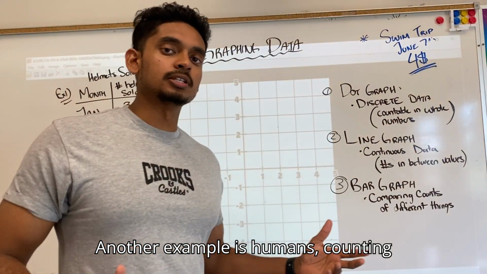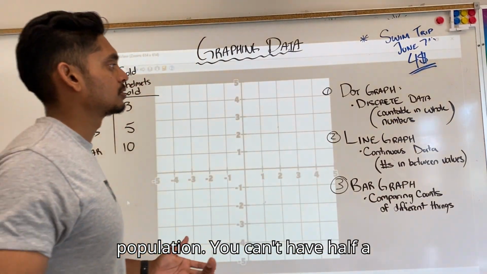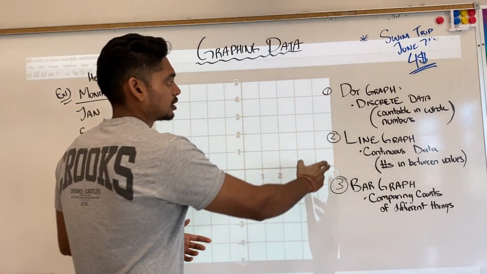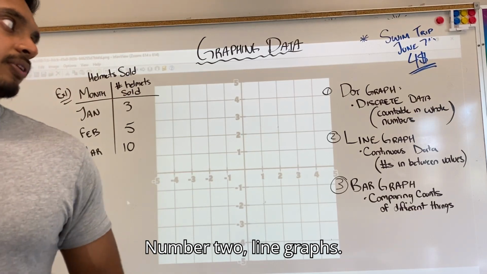Another example is humans, counting population. Okay? You can't have half a human. They're dead.